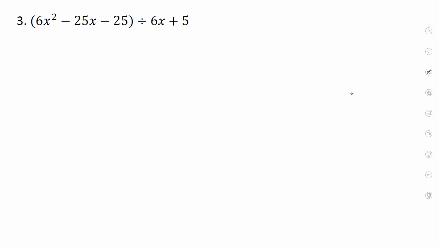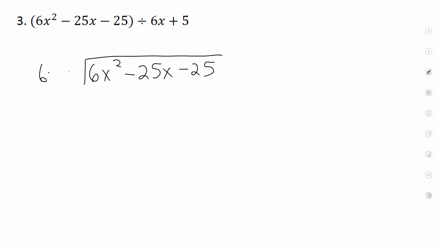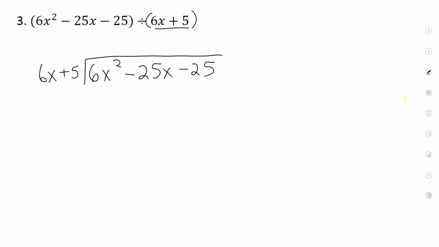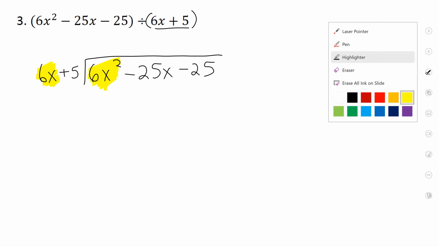Let's go ahead and set this one up. We have 6x squared minus 25x minus 25 being divided by 6x plus 5. And I'll just put this in parentheses so that you know we're dividing by this whole thing. All right, let's ask ourselves, 6x times what will give you 6x squared? Yes, x. So everyone go ahead and put an x at the top here.